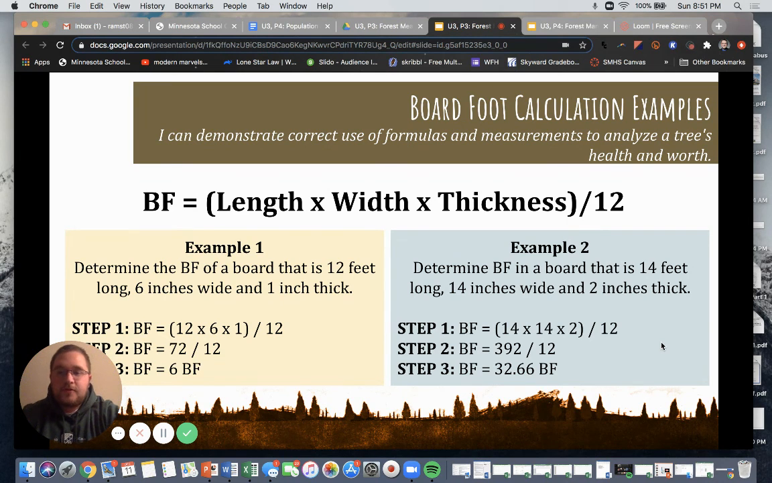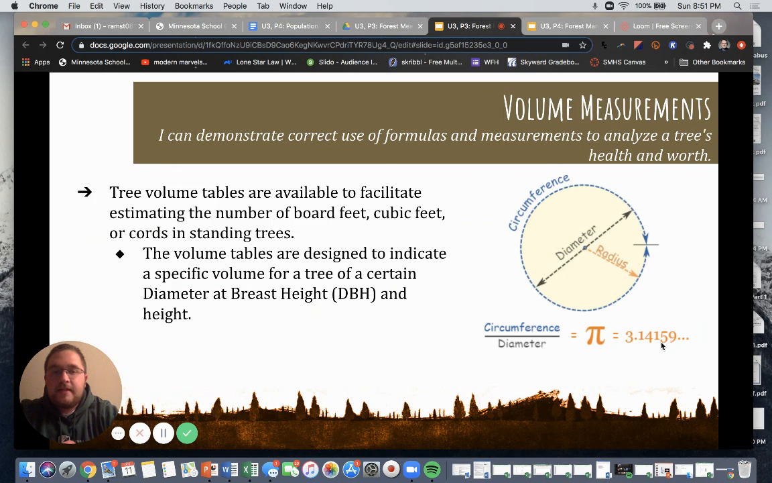So this is a simple tutorial on how to calculate board feet. Next video, we're going to talk about how to measure the volume of a tree.